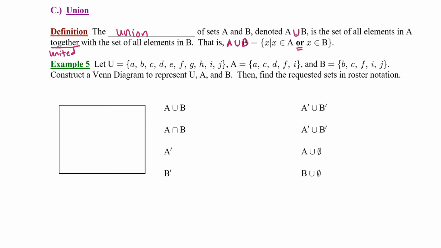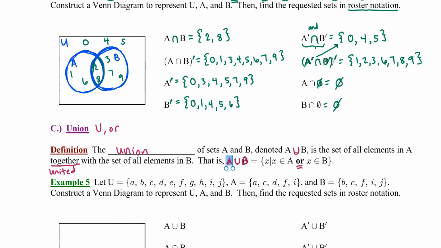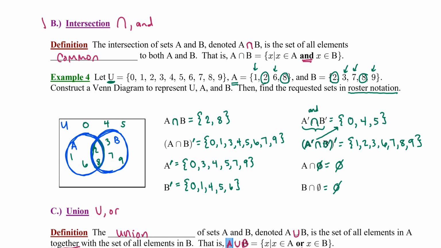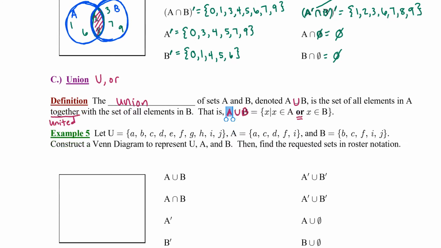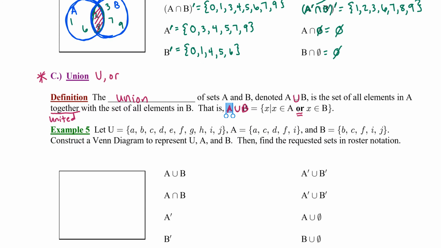Our union symbol looks like a U and it corresponds to the word or. Remember, compare that with our intersection symbol. Our intersection symbol looks like an upside down U and it goes with the word and. It is the overlap between two sets, whereas our union symbol looks like a U and it corresponds with the word or. That's going to be everything together in both sets.